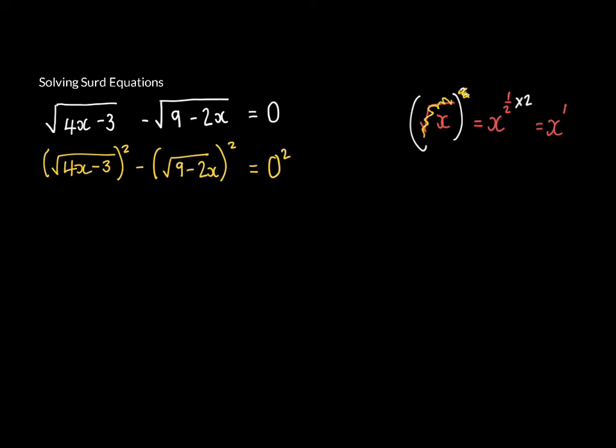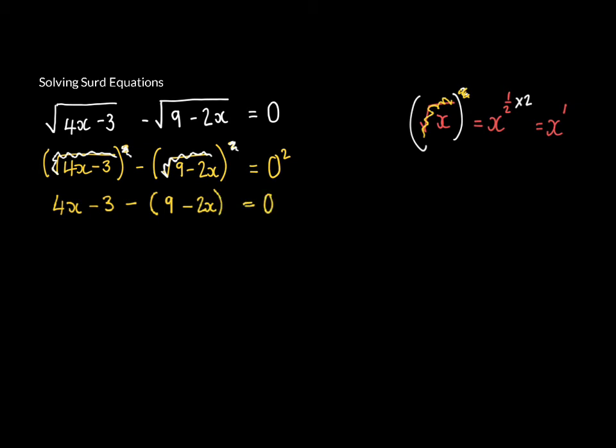So the same thing's going to happen inside these brackets. The square root sign is going to be taken away by our square, so that's going to fall away, and that square is going to fall away, and we're just going to be left with the sum. So what we're going to have here is 4x minus 3 minus, and I'm going to leave this in brackets because we still need to multiply it by that negative, 9 minus 2x is equal to 0 squared, which is just equal to 0.